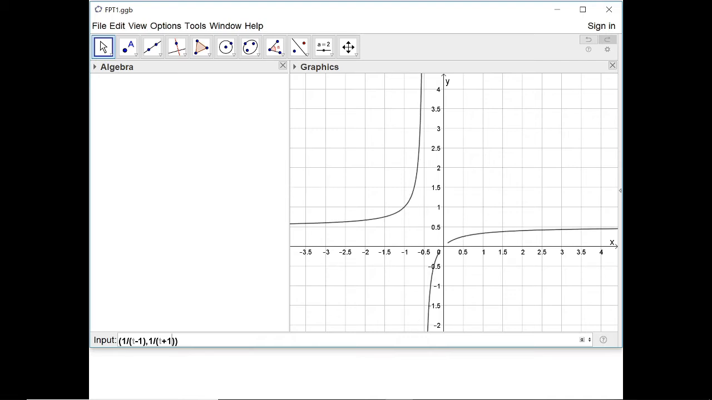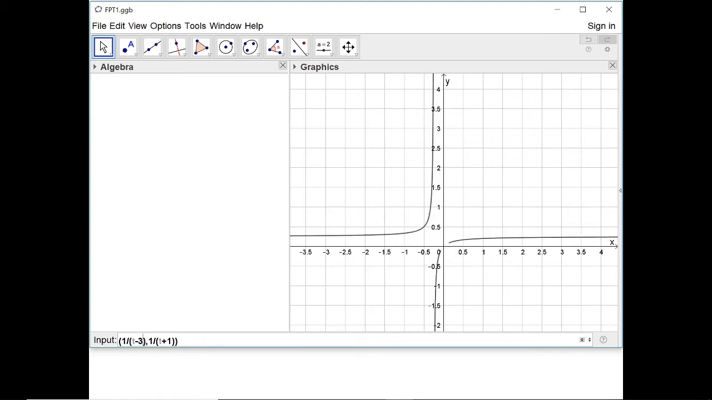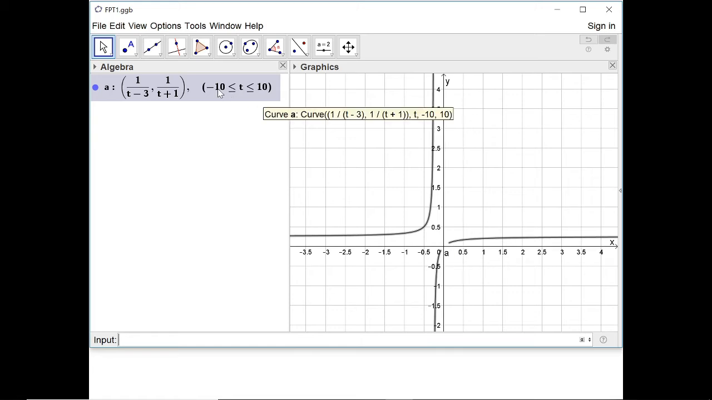Sorry, I've made a mistake there. That should have been t minus 3. So there we are. That's plotted my curve. And you can see there's a discontinuity here. That's because I've gone from minus 10 to 10, and that's given me a break in the curve.